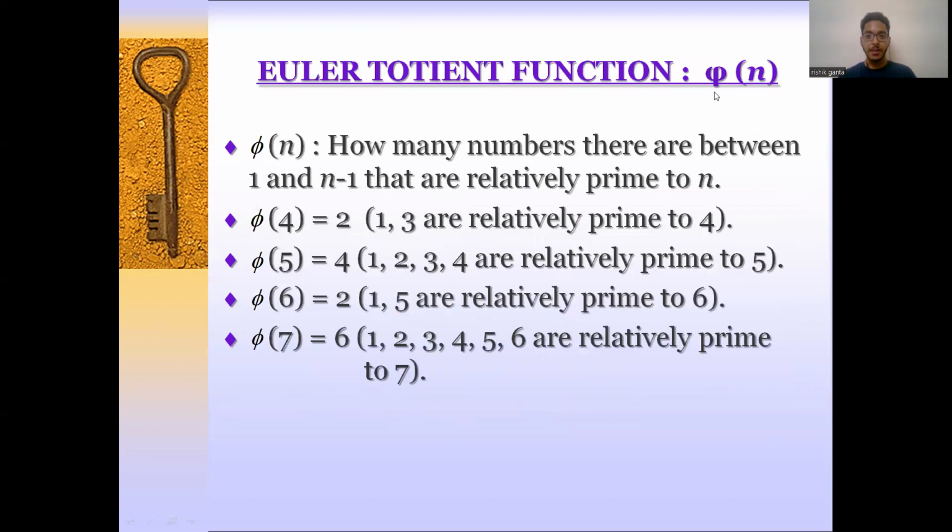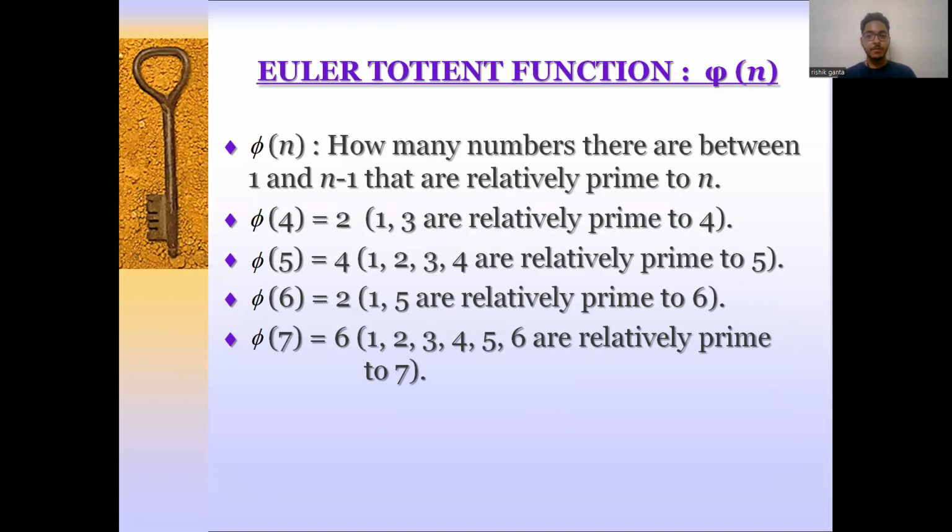Euler's totient function phi of n. The function phi of n, which is called Euler's totient function, gives us how many numbers there are between 1 and n-1 such that they are relatively prime to n.